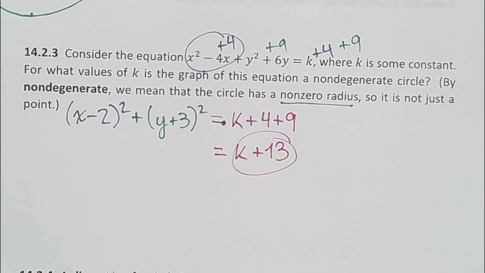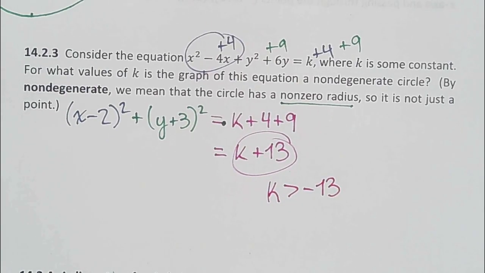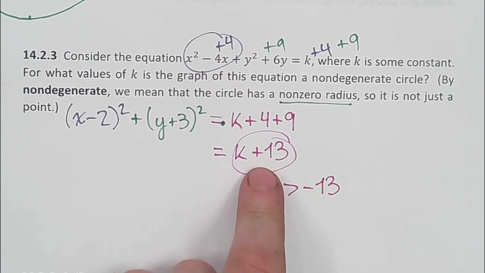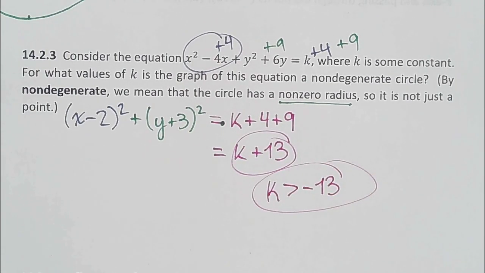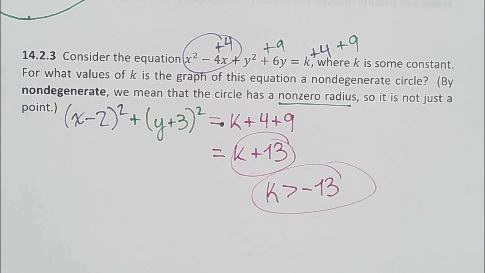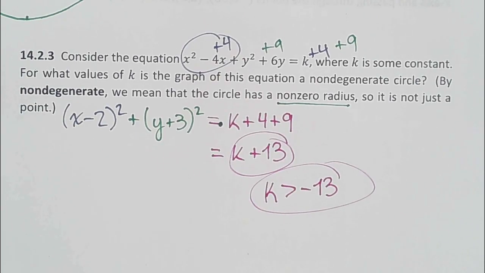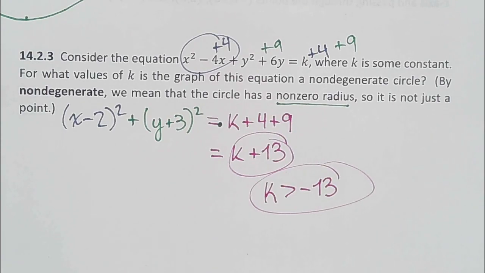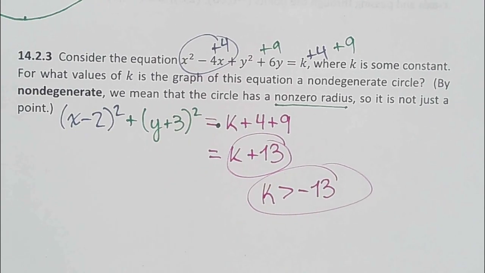So k can't even go to -13. It has to be bigger than -13. Anything bigger than -13 will make this positive. Anything equal to -13 or smaller will make it negative or 0, which is a problem. So based on this, we know k has to be greater than -13. Otherwise, we'll get a degenerate circle, which is not what we want. We want a circle that does not have a negative radius and doesn't have a 0 radius. Again, plugging in values of k that are bigger than -13, like -12, -11, 6, all of those will lead to something that isn't negative or 0 here. So anything bigger than -13 will work.